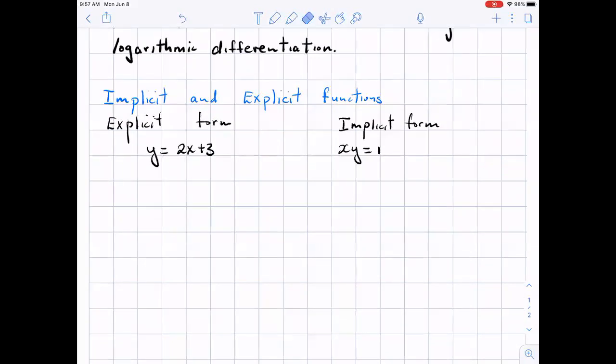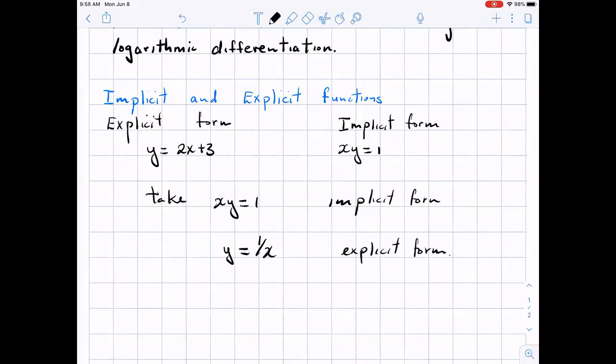So notice that if a function is in implicit form, sometimes we can convert implicit to explicit, because if you take the implicit form xy equals 1, which is implicit, okay, and if you divide both sides by x, you'll get 1 over x. This is now explicit form.